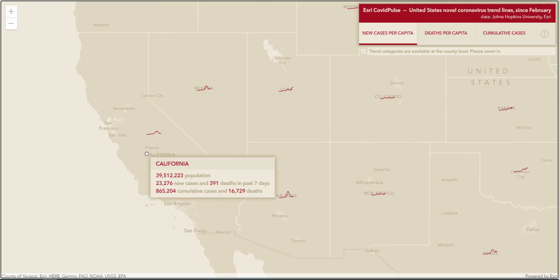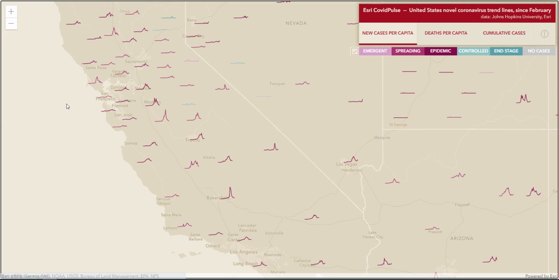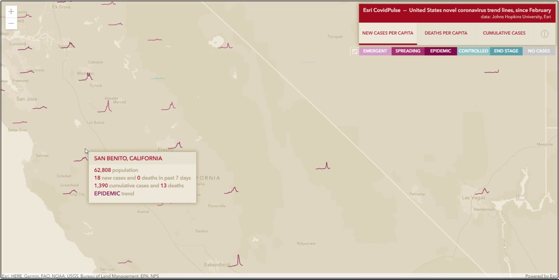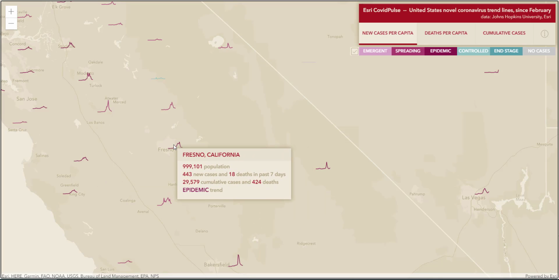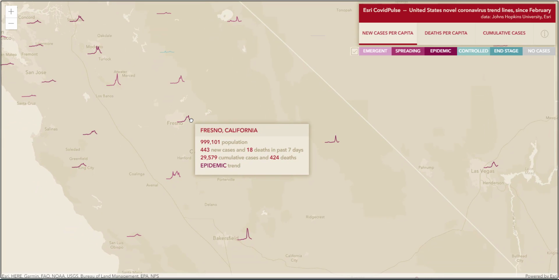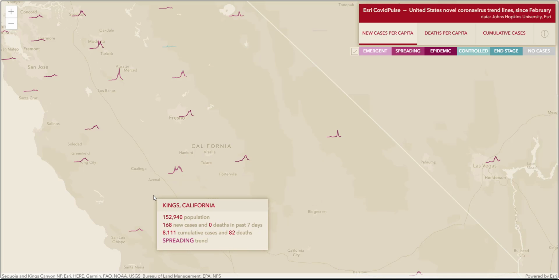We'll cruise on over to California, as this is the LA Data Summit. We're able to look at smaller geographies of population and start to understand, okay, in Fresno, we have a population of 999,000. There are 443 new cases and 18 deaths in the past 7 days. Again, we've seen a large spike there, but it's actually had a large drop. So we can see that perhaps what they're doing there is working. However, we can still see that the trend is in epidemic.